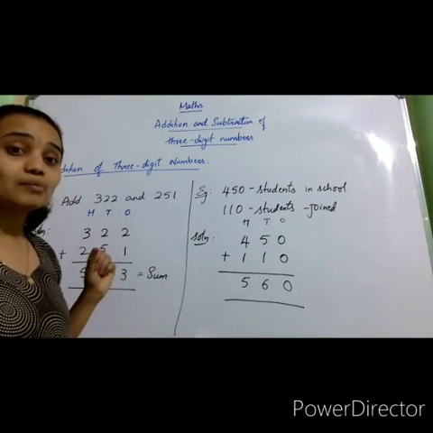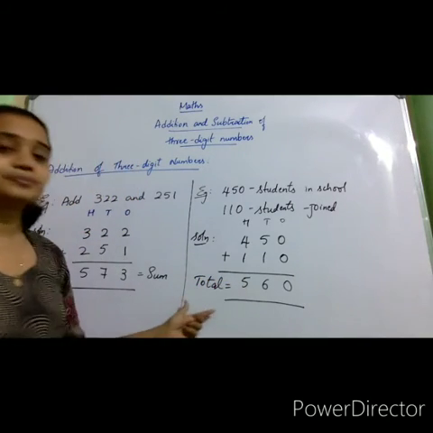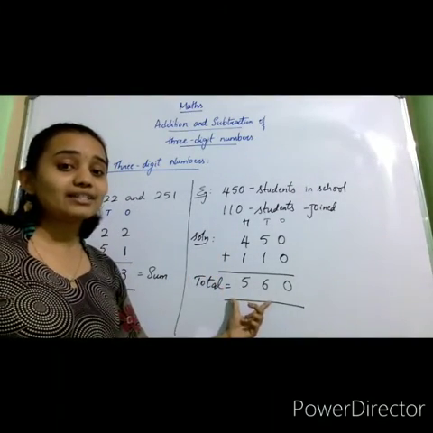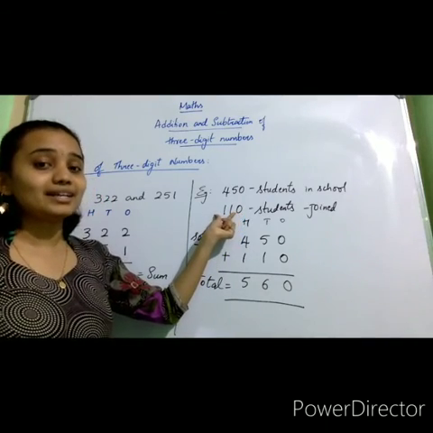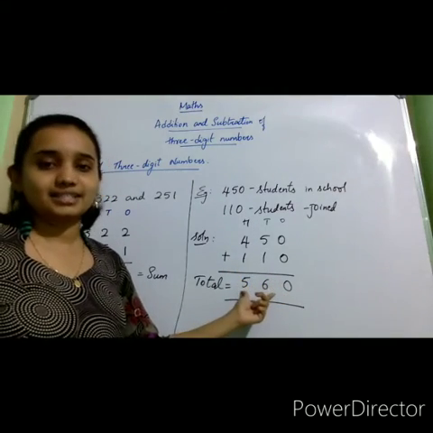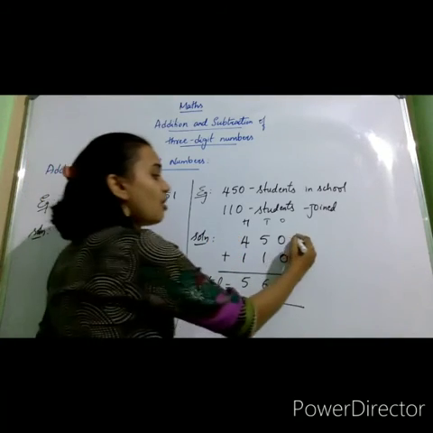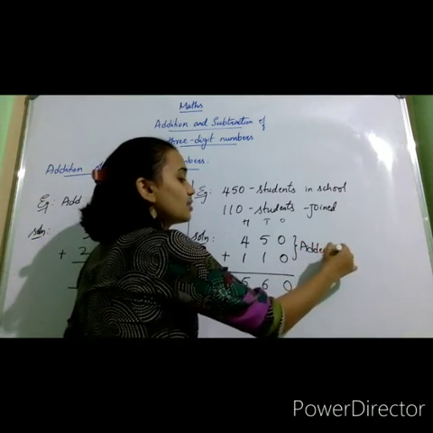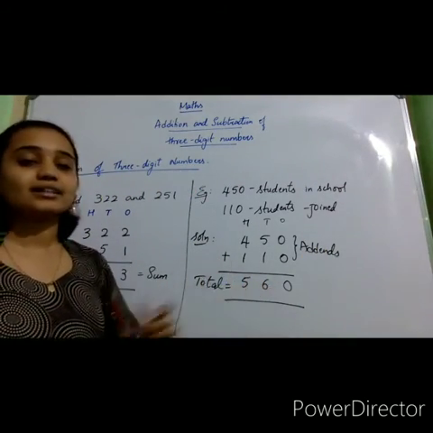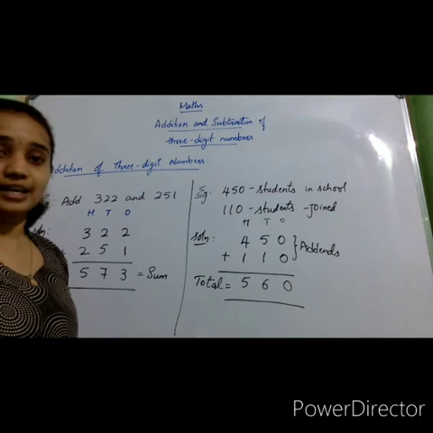So what is the total number of students now? It is 560. There are 560 students now. When we add 110 to 450, we get 560. This is the total, or it is called the sum. And the two numbers we add are called addends. So when we add two numbers, the answer is called the sum. So this is about addition of three-digit numbers.